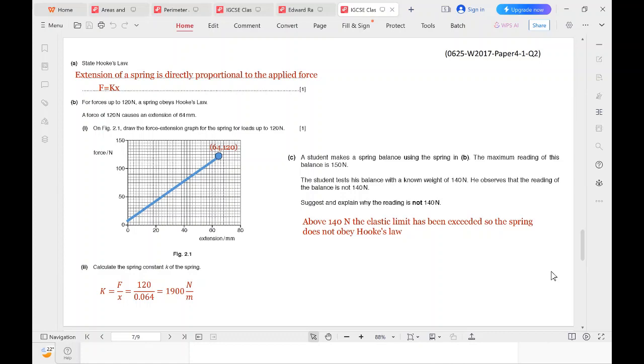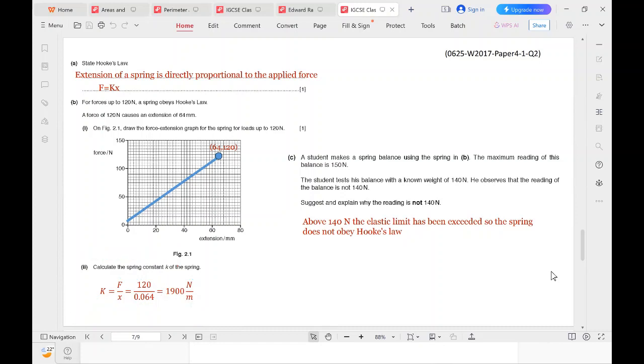Then we're asked to calculate the spring constant. Of course, the spring constant here is very easy. F equals Kx, so we want to get K on its own. So K is F over X. F is already given as 120. X is 0.064. How did I get 0.064? We have 64 millimeters divided by 1,000, so we have 0.064 meters. So the final answer is 1900 newtons per meter.